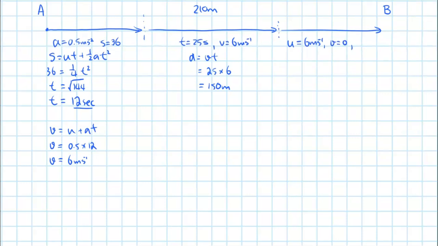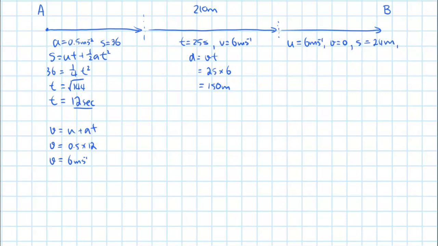And we should be able to work out the distance because the total is 210. And we have traveled 36 plus 150. 36 plus 150 is 186. And so 210 minus 186 is 24 meters.